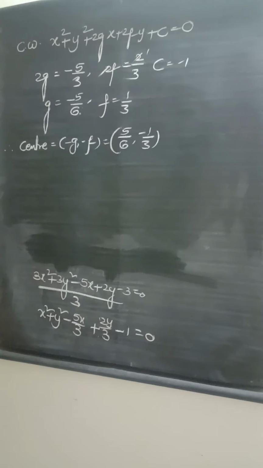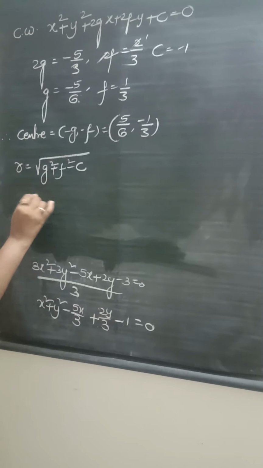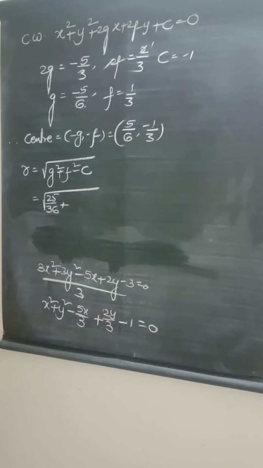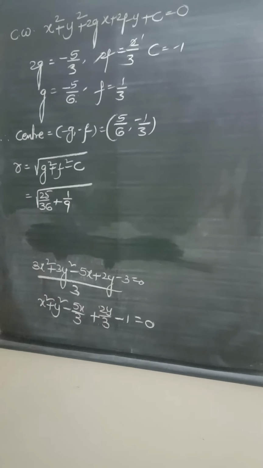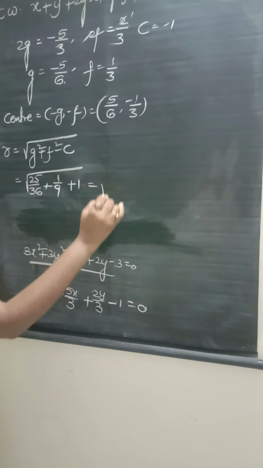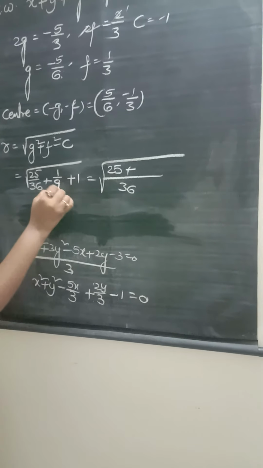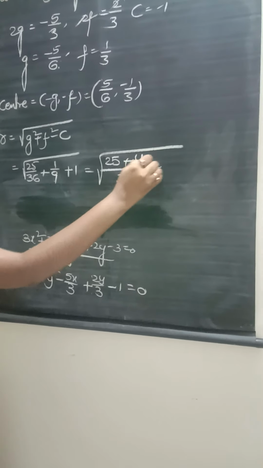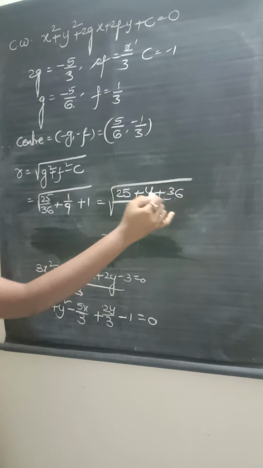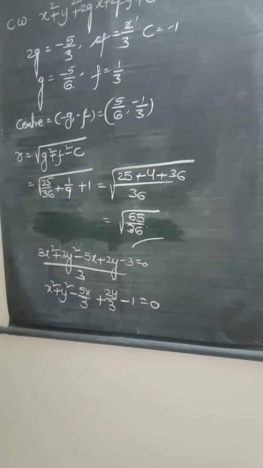The radius r = √(g² + f² - c), that is √(25/36 + 1/9 + 1). Taking 36 as the LCM, we get √((25 + 4 + 36)/36) = √(65/36). That's it.